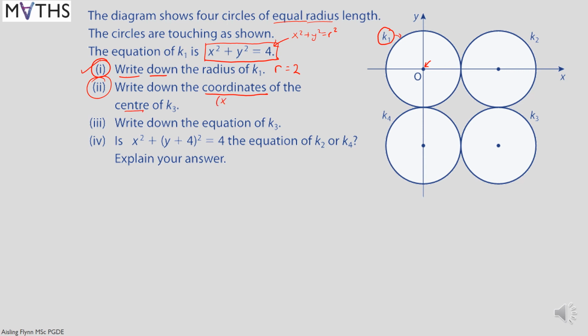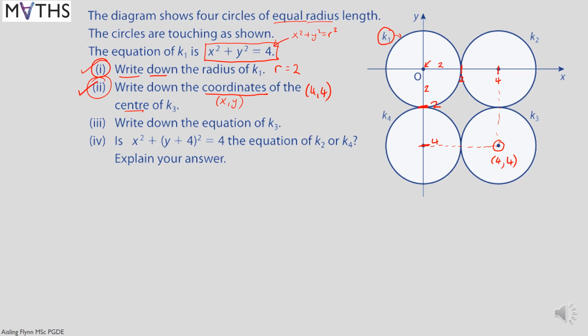Question 2 now, write down the coordinates of the center of k3. So coordinates means we want an x comma y for the center of k3, which is here. Now what is that point? We don't have a lot of information other than they're all touching and the radius is 2. So if this radius is 2, this coordinate here on the x-axis is 2, and this one here would be 4. So I think the x value of this center is 4 because it's directly underneath. And similarly, if we go in the vertical direction, this radius is 2, so this coordinate here on the y-axis is 2, come down another 2, we'll end up at 4. And if I go directly across from that, the y value will be 4. So I think the answer there for the center of k3 is 4, 4.